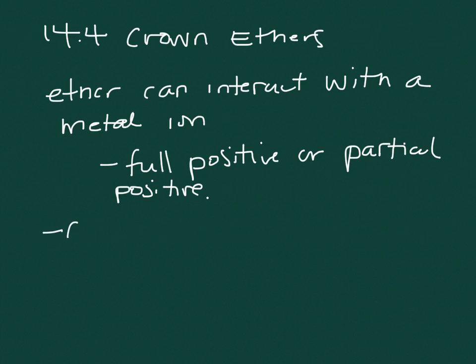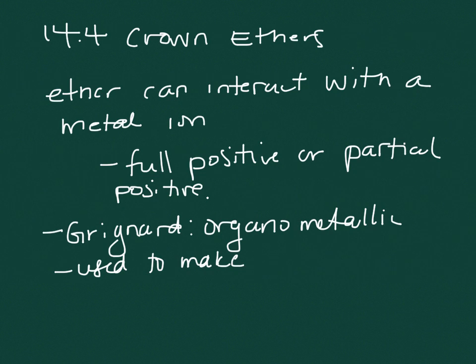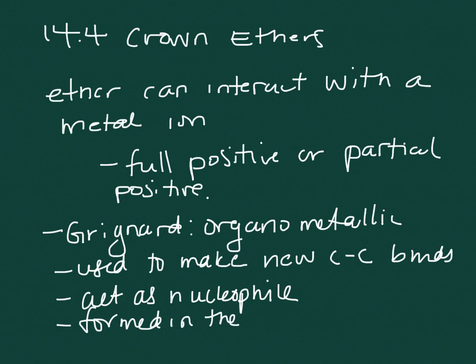Now, a Grignard reagent, which is a special type of organometallic, is used to make new carbon-carbon bonds, and it's thought to act as a nucleophile. It's formed in the presence of diethyl ether.